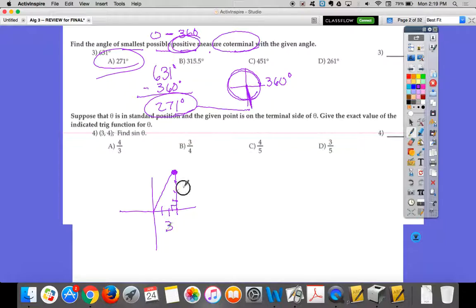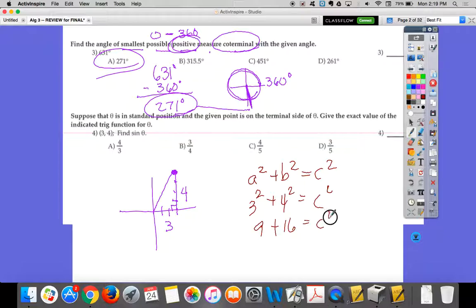You have 3 on this side, and we went up 4 on this side. Now, what we need is to find the hypotenuse. If you've forgotten your Pythagorean triples, then you might have to go back and do your theorem. But hopefully you know 3, 4, 5 is a Pythagorean triple. If you forgot, then go back and do a squared plus b squared equals c squared. And you're going to get 3 squared plus 4 squared equals c squared. So we got 9 plus 16 equals c squared. So 25 is c squared. When you take the square root of both sides, you get 5. So 5 is your hypotenuse.